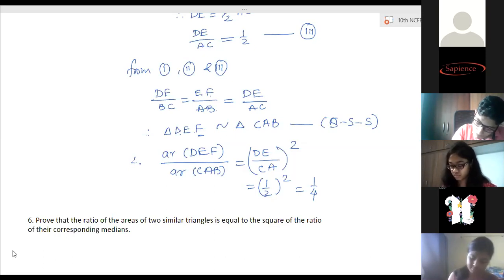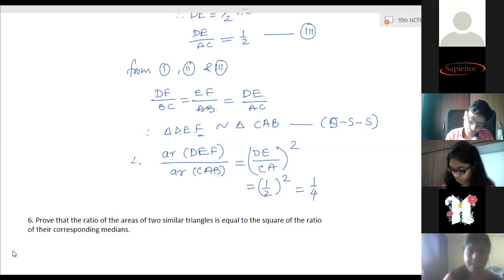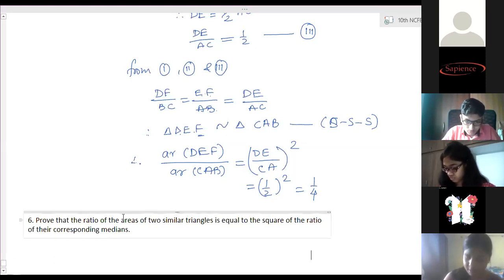How to solve the sixth one? Shreya, can you tell? AB by PQ would be equal to BD by QM, which is equal to AD by PM. The median will divide the side into two equal parts. Yeah, right. But how to prove that? The ratio of areas of similar triangles is equal to the square of the ratio of corresponding medians.